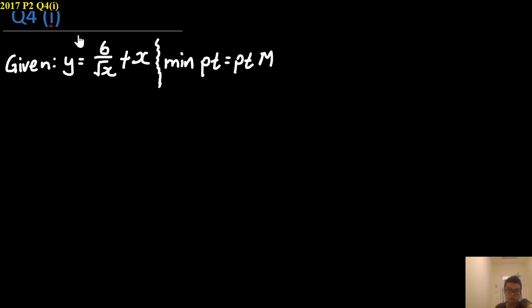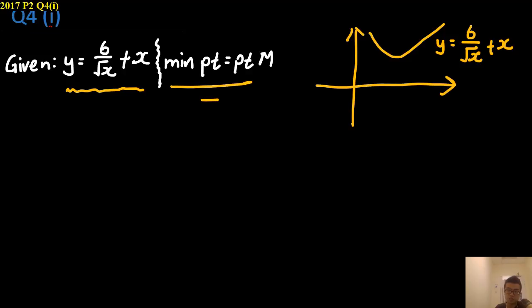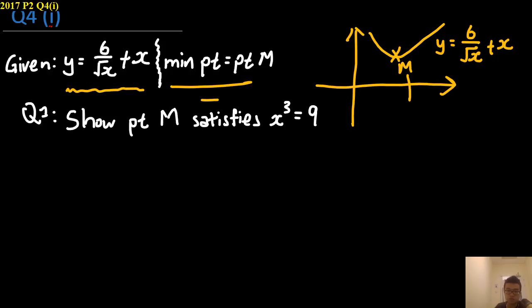Question 4 part 1 gives you two pieces of information. First, the equation of the curve, and second, that there is a minimum point. For example, a point M will be the minimum point. In turn, it asks you if this very point M itself satisfies this.